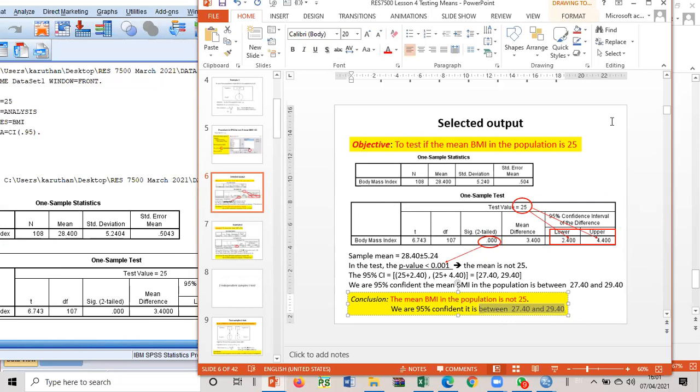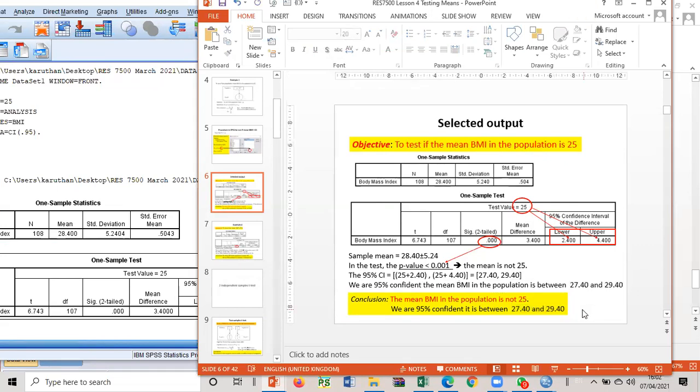95%, what's the balance then? 5%, isn't it? Yes, 5%. So at 0.05, right? Yes. Our type 1 error is 5%, isn't it? So error is uncertainty. 5% uncertain, 95% confident. So now I can say, you are 95% confident the population mean can be anywhere between these two limits.